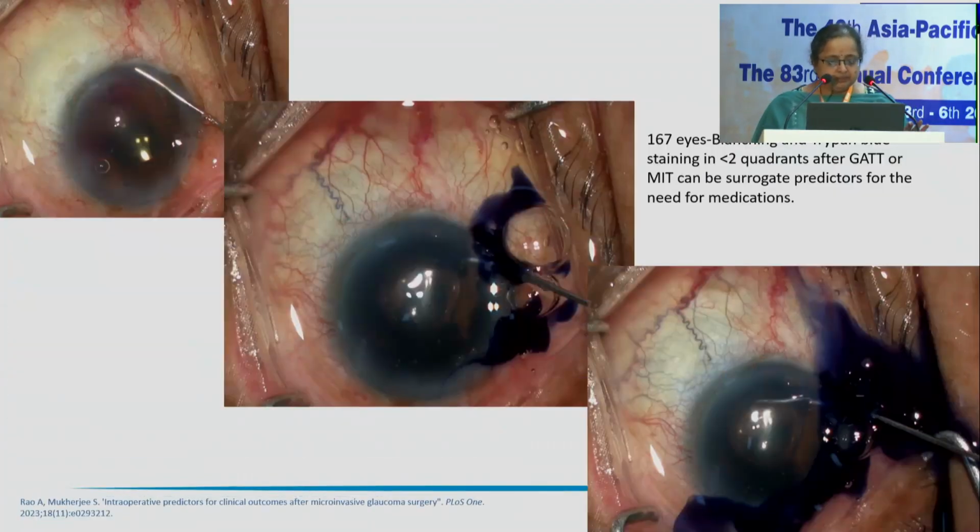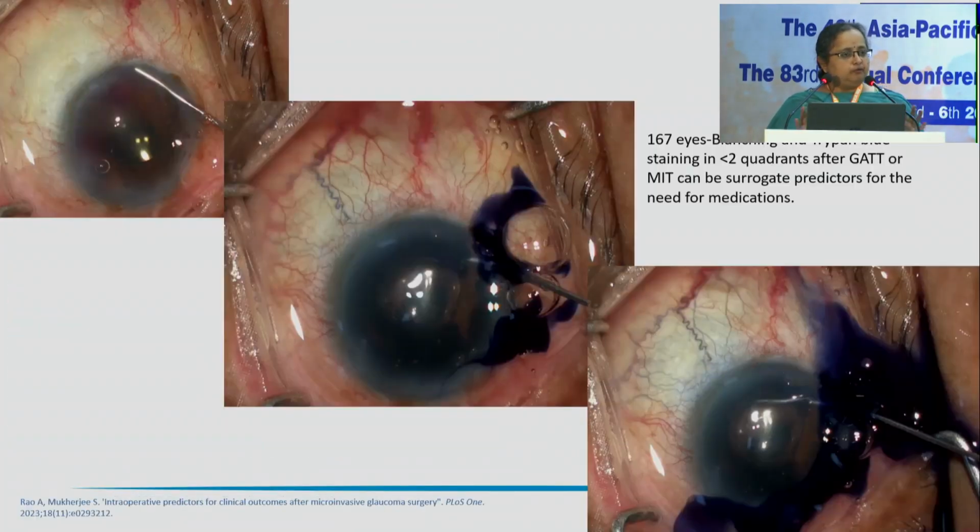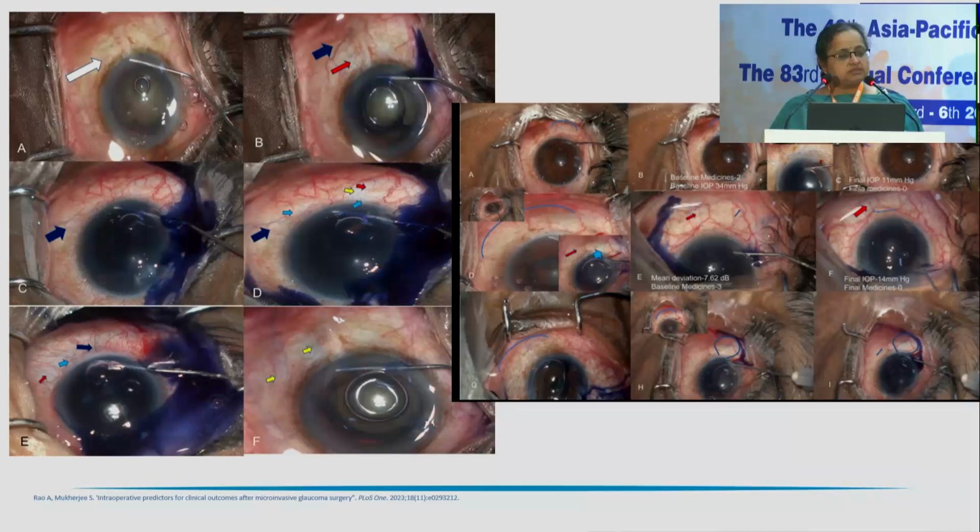We studied this in 167 eyes, both blanching as well as trypan blue. What we found was 4 patterns, which were already described by Ike Ahmed. One is superficial vein staining, one is deep vein staining. The other is a diffuse kind of bluish hue. You won't find any one vein draining it, just a bluish hue, which means that in that eye, only very deep plexuses are draining it.